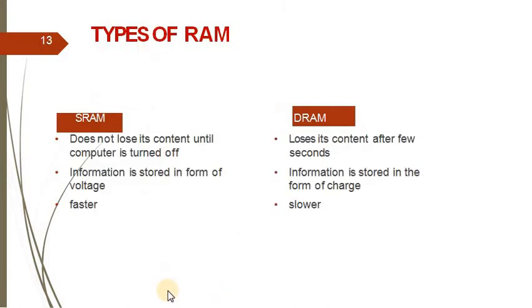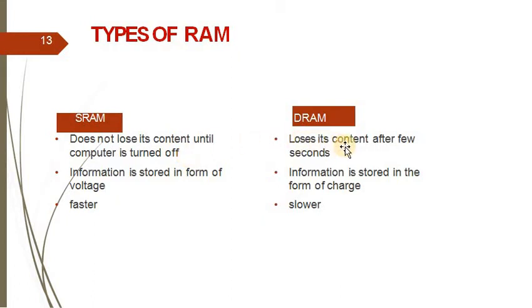We will discuss that. So see here, types of RAM. One is static RAM and another one is dynamic RAM. So there is a key difference between the static RAM and dynamic RAM. RAM stands for random access memory. S stands for static, and D stands for dynamic. Static RAM does not lose its content until computer is turned off. Until you turn off your computer, it will not lose your data.